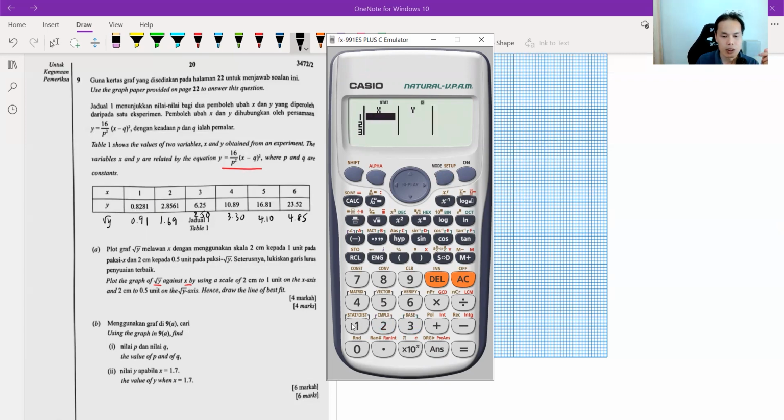That's your x and y value. You key in your x values: 1, 2, 3, 4, 5, 6. It's quite easy. There are 6 points. Then you move on to your y values.